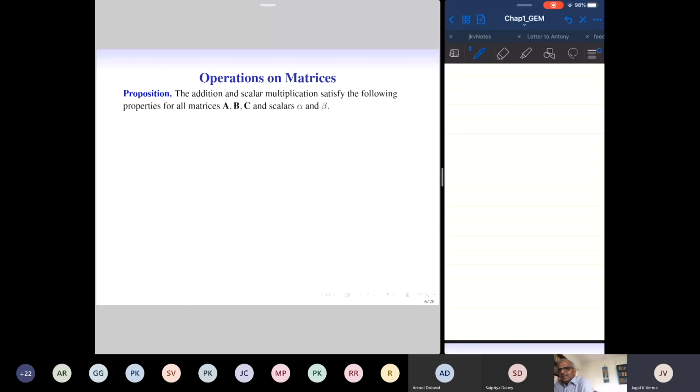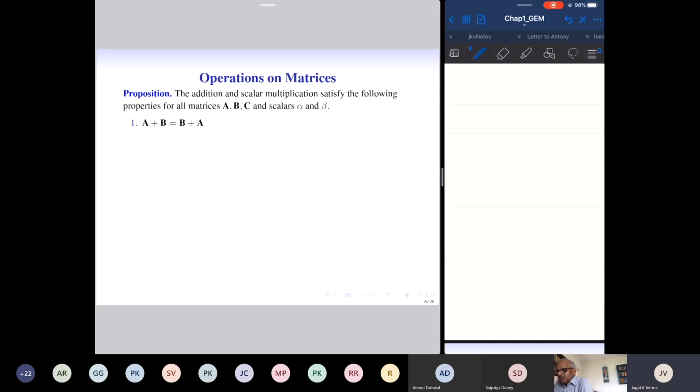When I talk about matrices, I will assume in the background that these are real matrices. When the context is different, I will say these are complex matrices or rational matrices. But when we talk about real matrices, we will use real numbers as scalars. When I say scalar, it means real numbers if we are dealing with real matrices.